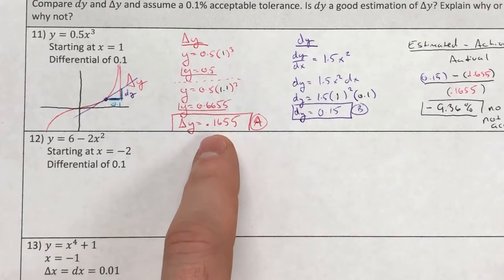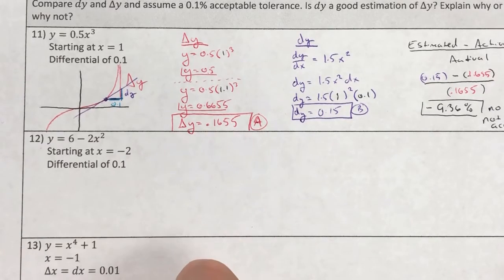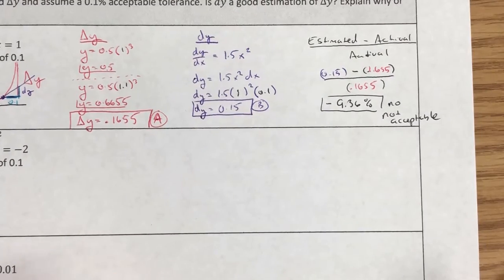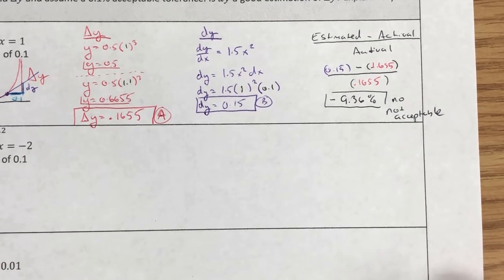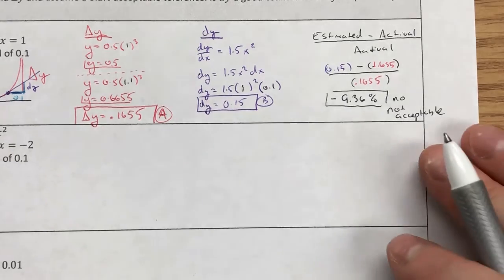And even though we were only 0.0155 off, we have almost a 9% error. We're underestimating by about 9% and not within our range.